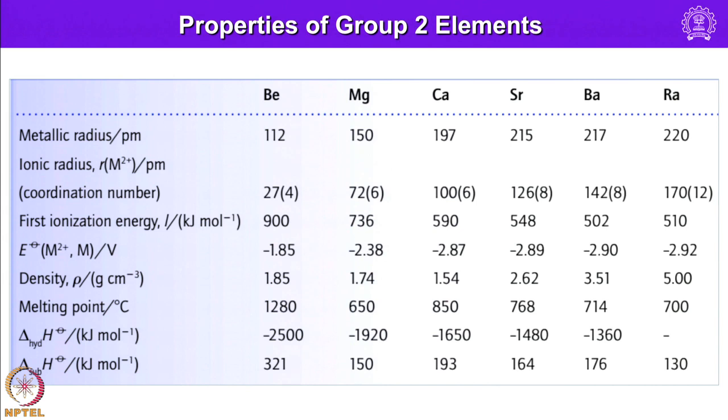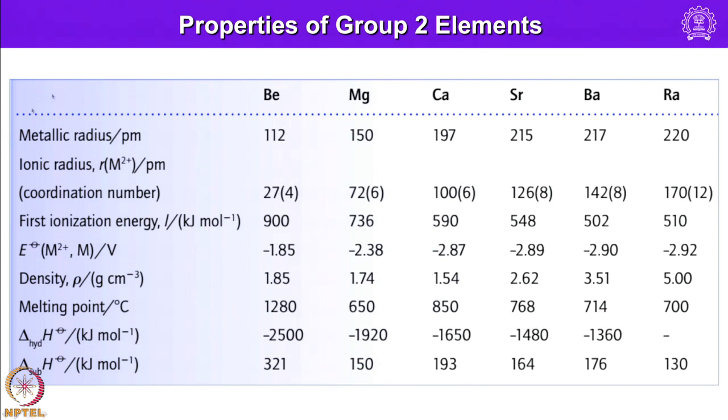So, let us look into the properties of group 2 elements, and the trends whatever I said can be clearly seen here in the metallic radius. Metallic radius, as expected, is increasing from beryllium to radium, and ionic radius also increases, with beryllium showing 27 picometer, whereas radium showing 170 picometer. First ionization energy is decreasing as the valence electrons are moving farther from the nucleus. Ionization of those electrons would be rather easy, that you can see here.